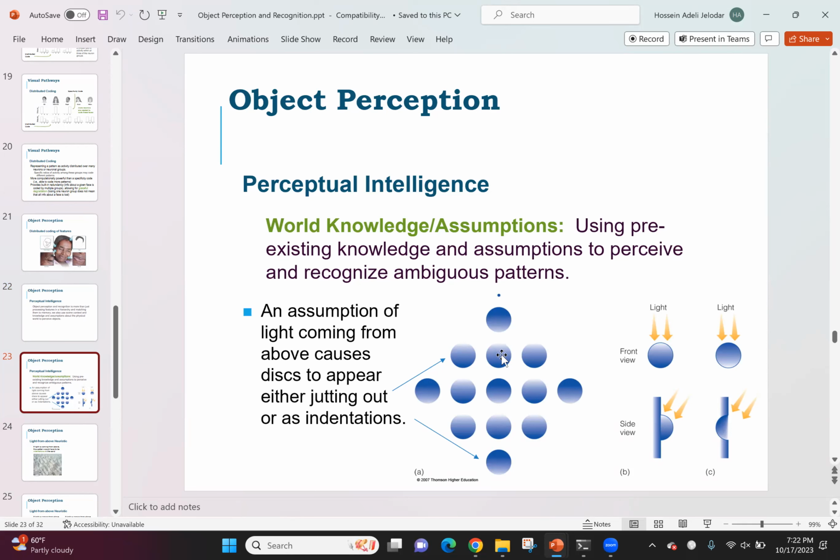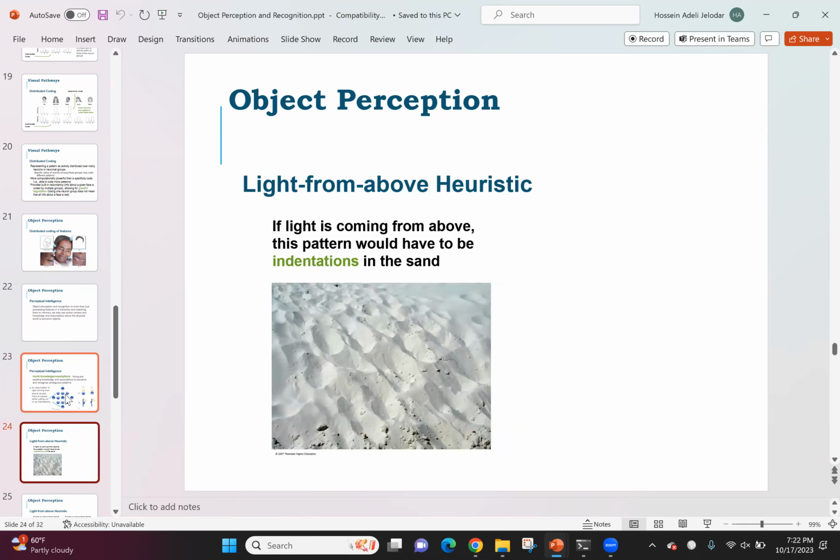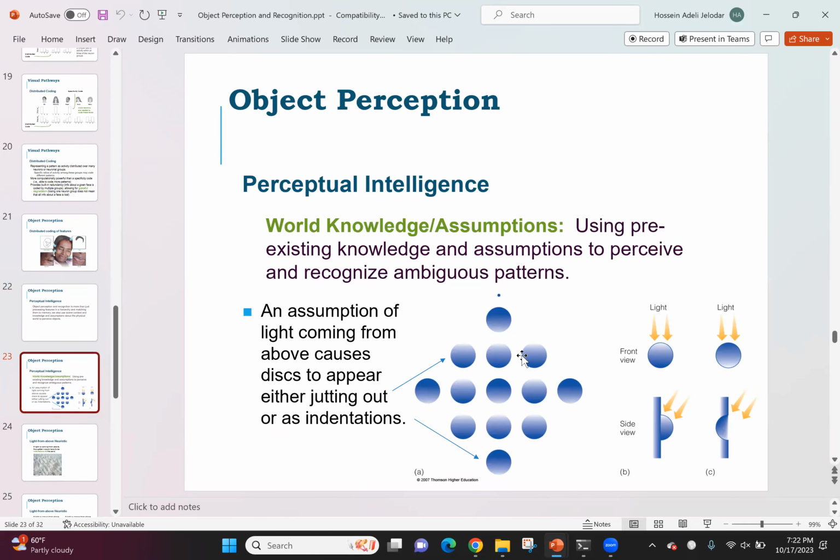Do you perceive that they're mounds, jutting out, or do you perceive them as if they're going in? I have another example down there. All right. How do you perceive these things? Do you think these discs are like this or like this? Do you feel them as if they're coming out of the screen or going into the screen?